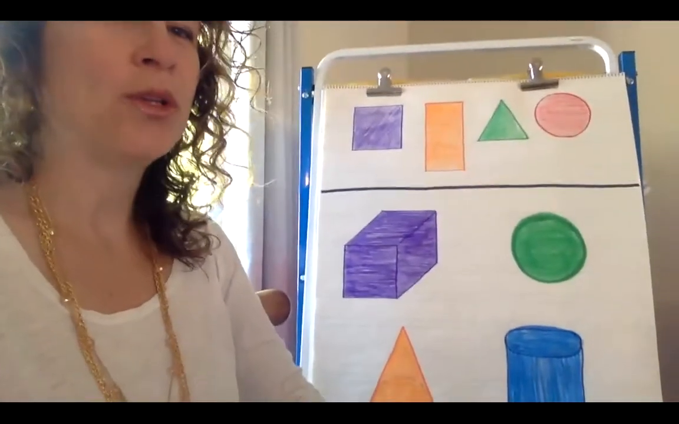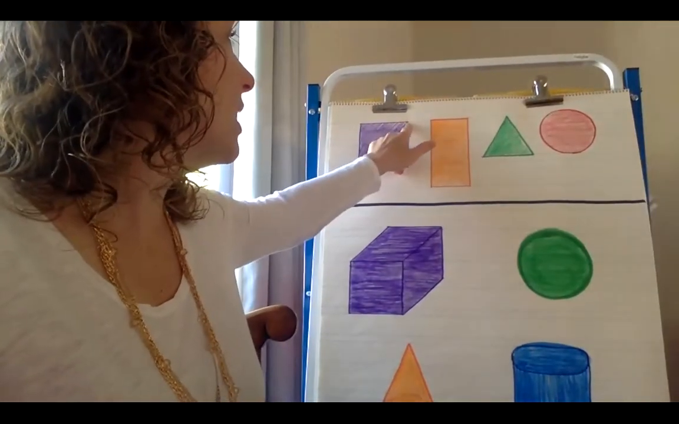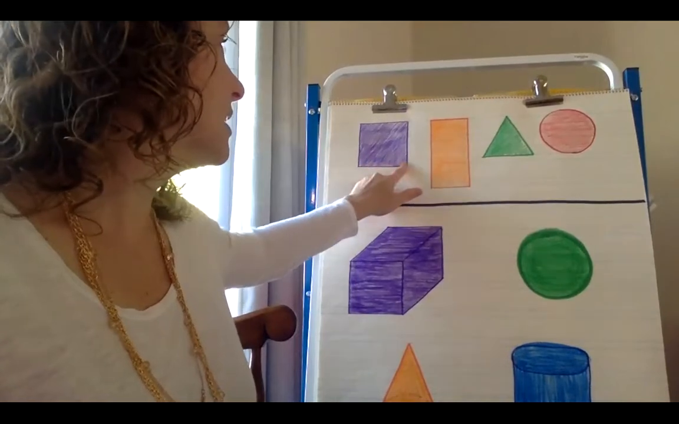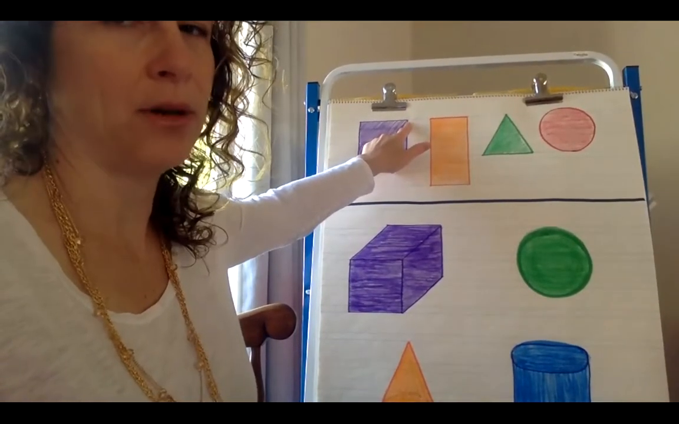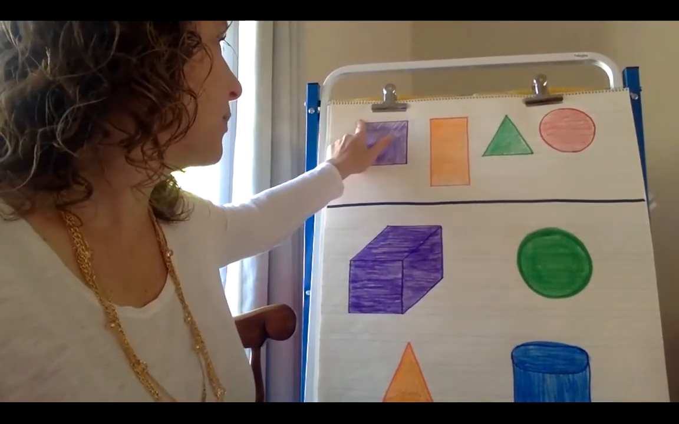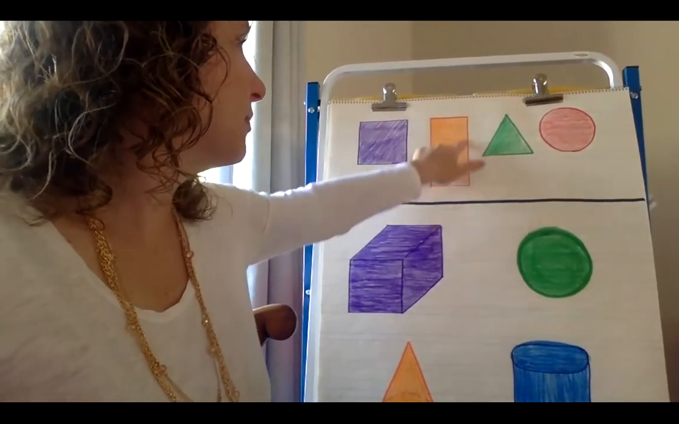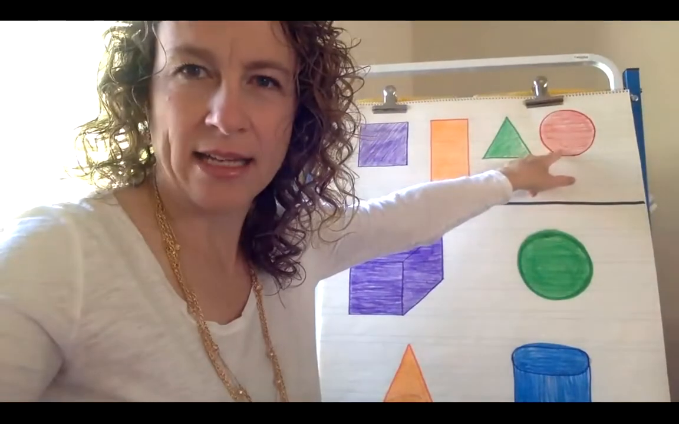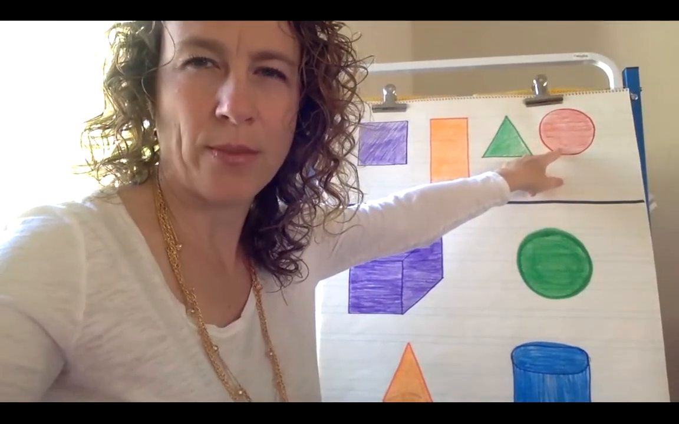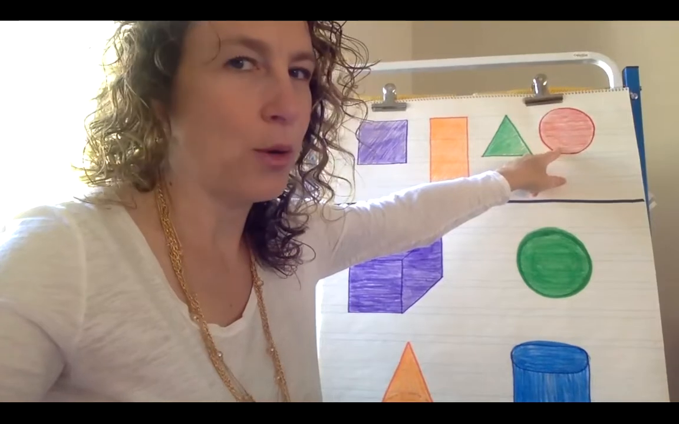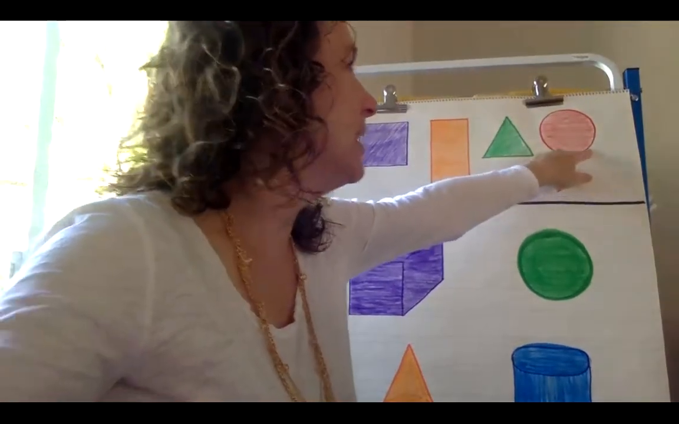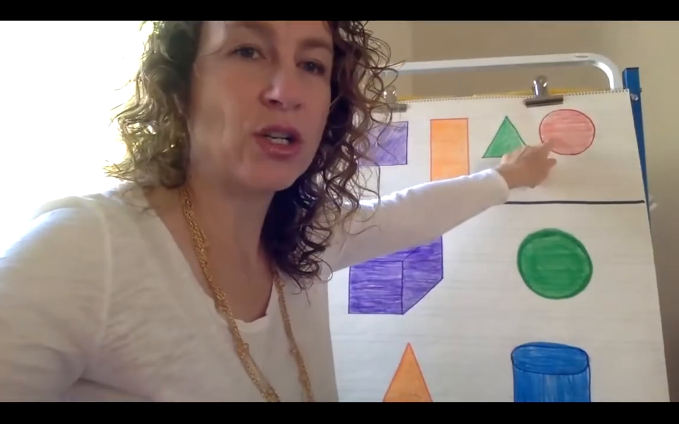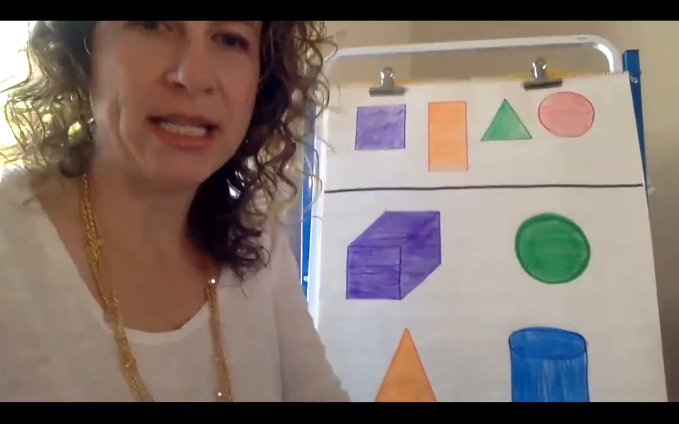Okay, so we'll notice that on the top, they have sides, they have vertices, that's the plural of vertex, vertices, sides, vertices, sides, vertices, but then this one doesn't have any sides or any vertices. What is that shape called? I hope you said circle. It is a circle. It has a curved line. That makes it a circle because there are no sides and no vertices.